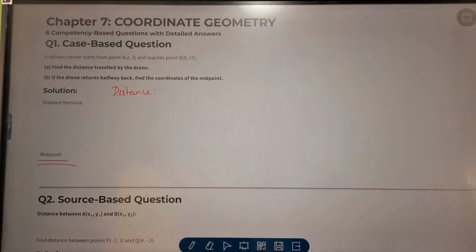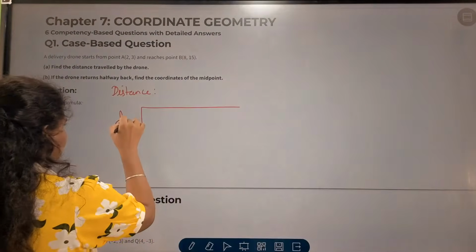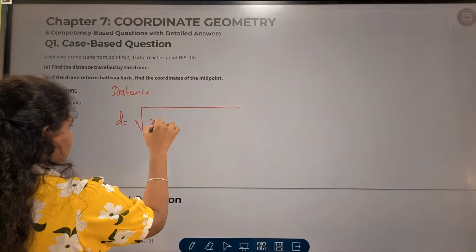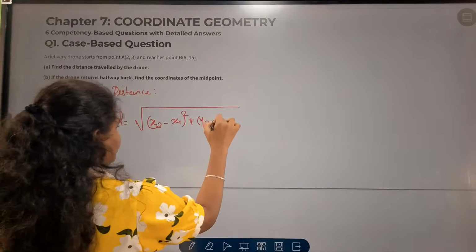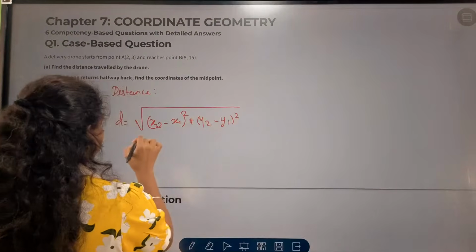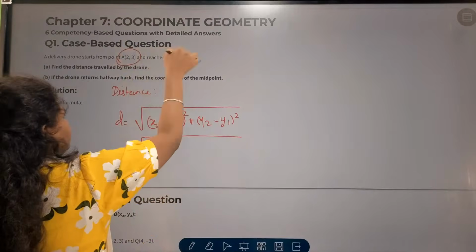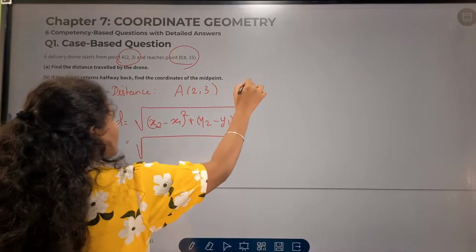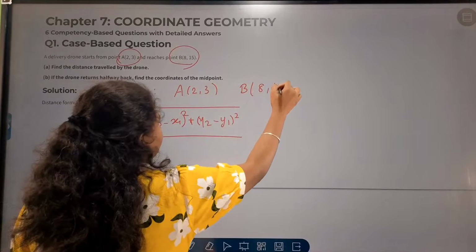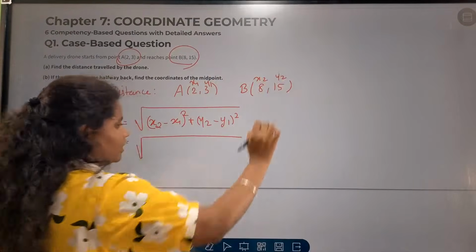Yes. See, distance formula means d is equal to root of (x2 minus x1) the whole square plus (y2 minus y1) the whole square. Here we have 2 points, it starts from 2 comma 3 and it reaches 8 comma 15. So here it's x1, y1, x2, y2, right?